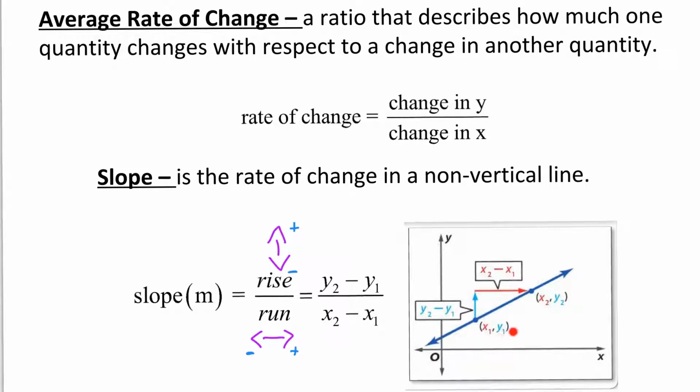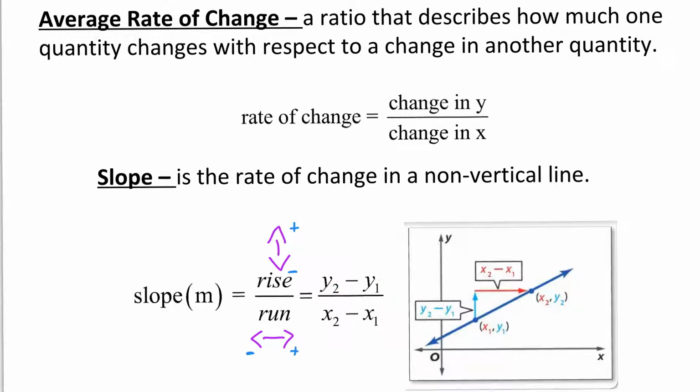In the first point, notice that we have here a point. We are going to have an x coordinate and a y coordinate. So my first point is going to be x1 and y1. My second point is going to have the same thing, x coordinate and the y coordinate. So we can have an x2 and a y2. You're going to substitute the values.